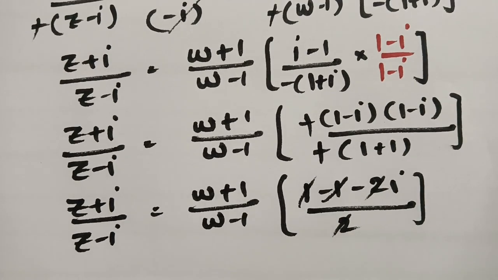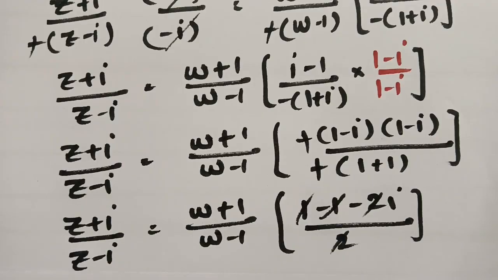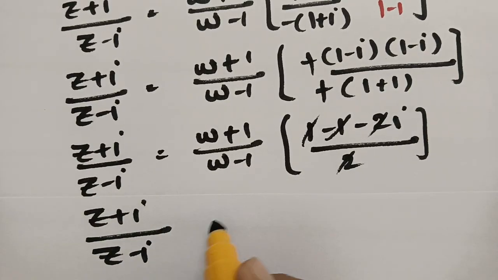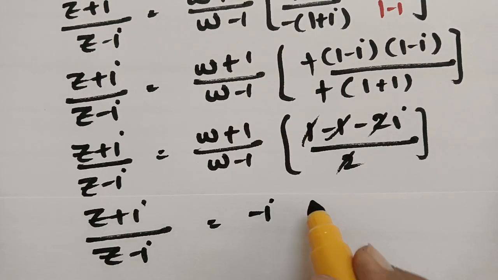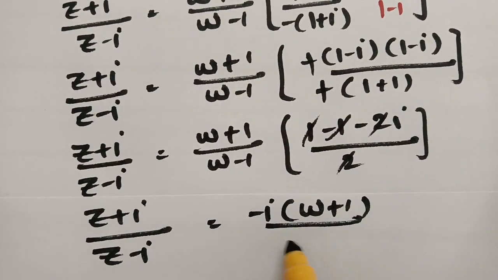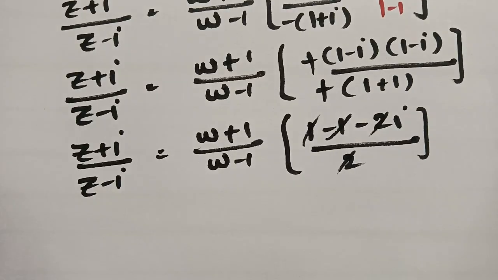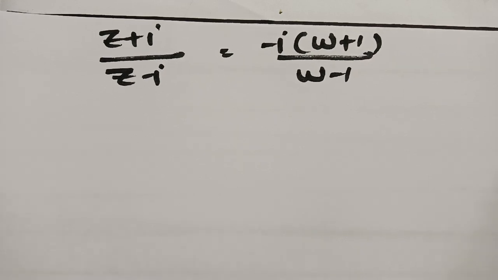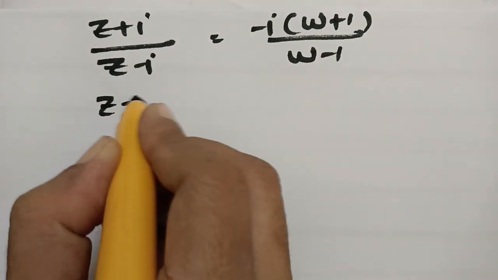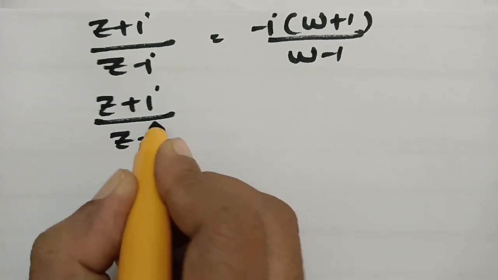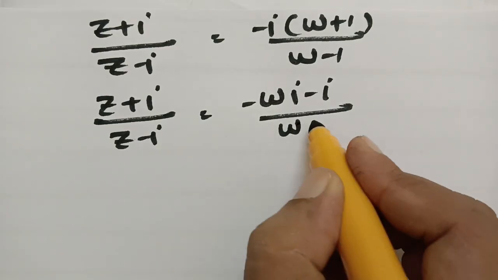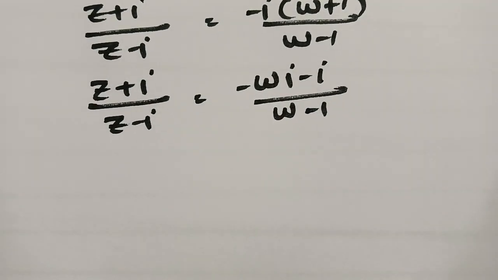Now I am going to multiply this minus i with the numerator. So this is going to become (z plus i) by (z minus i). So this is minus i times of this is w plus 1 into this value is w minus 1. Now see here, after multiplying with minus, this is going to become (z plus i) by (z minus i) is equal to (minus wi minus i) by (w minus 1). So if I make a cross multiplication, see what happens.